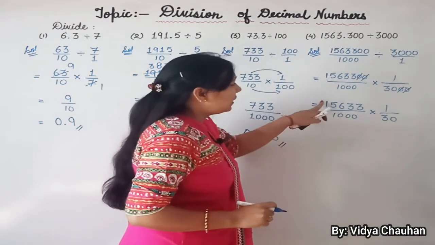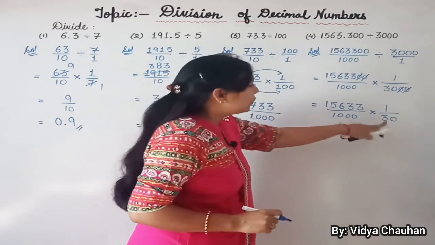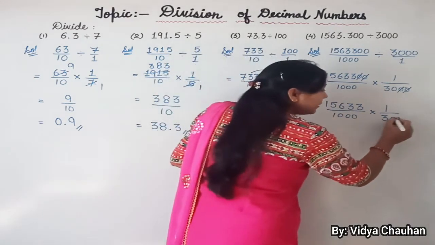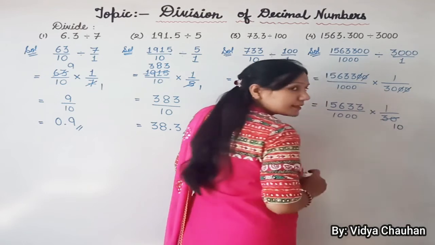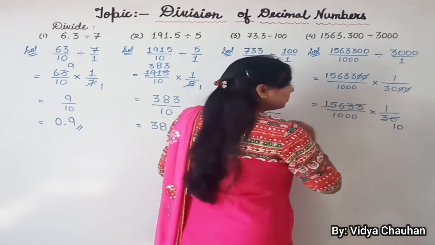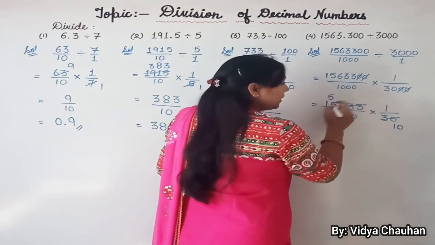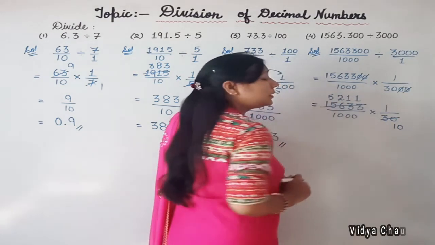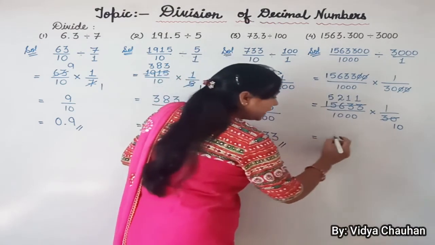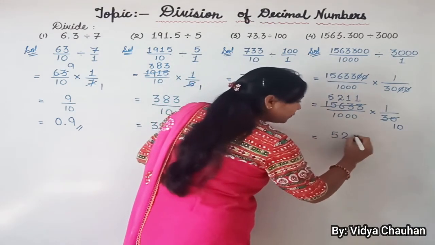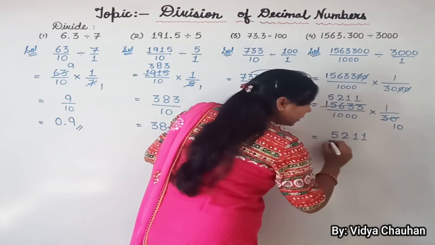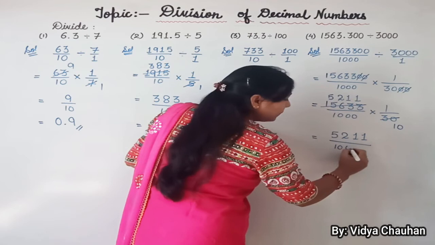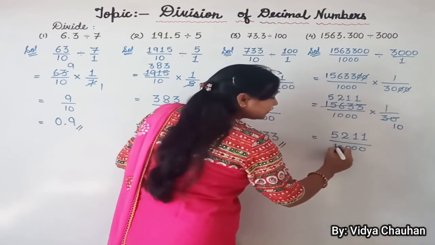So can you divide it anymore? Yes, these two numbers can be simplified by 3. So let's simplify the term. 3 tens are 30. Simplifying the number here. 3 fives are 15. 3 twos are 6. 3 ones are 3. 3 ones are 3. Now in the next step, what you will write? 521 upon 1000 multiply by 10. So it will become 10,000.